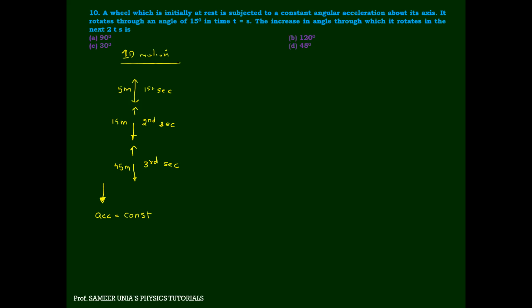Now on the basis of this I'll do angular motion. Suppose a disk is rotating. Okay, disk is rotating. What is constant, beta? Acceleration is constant here, so what should be constant here?